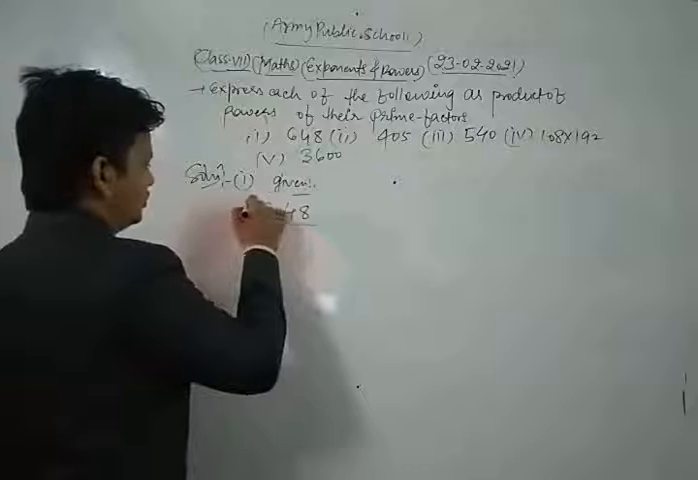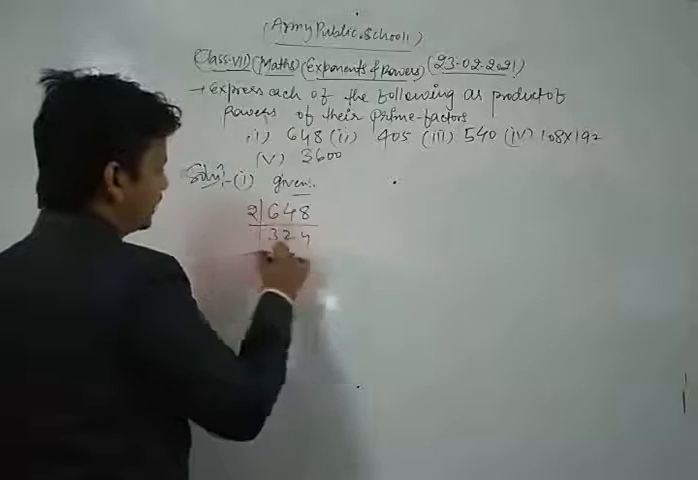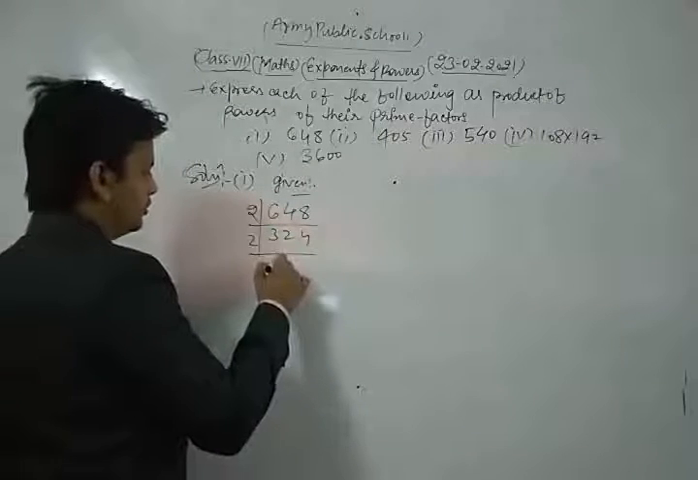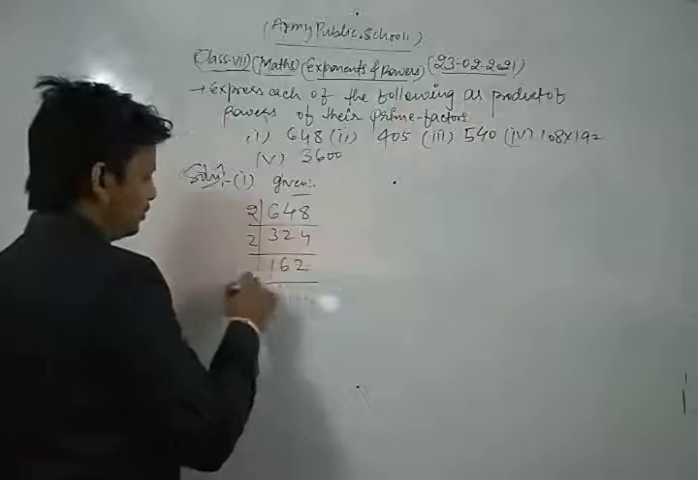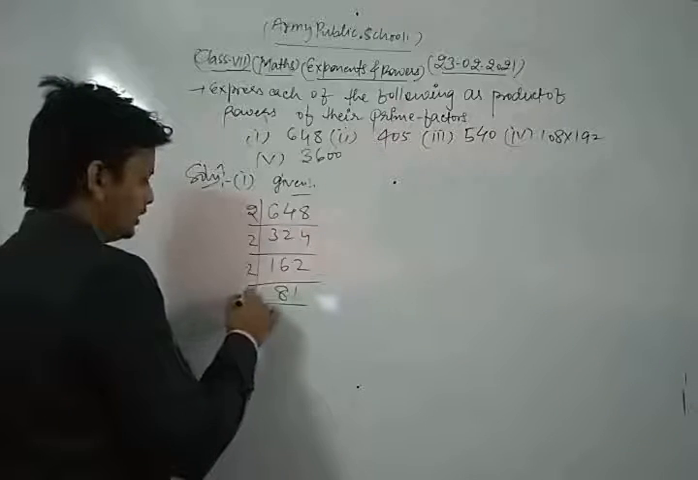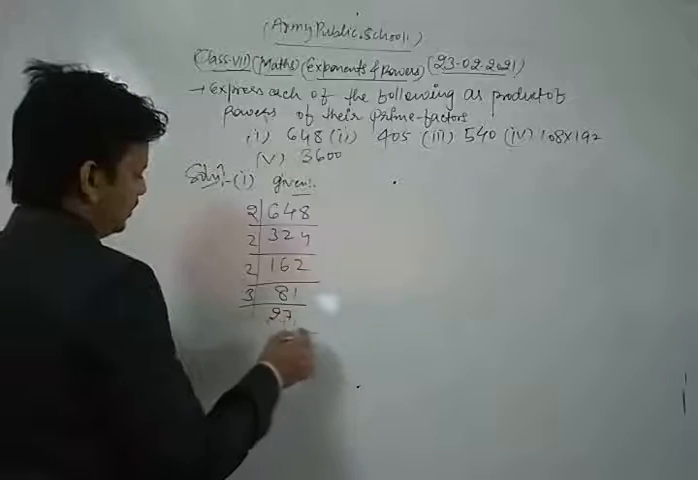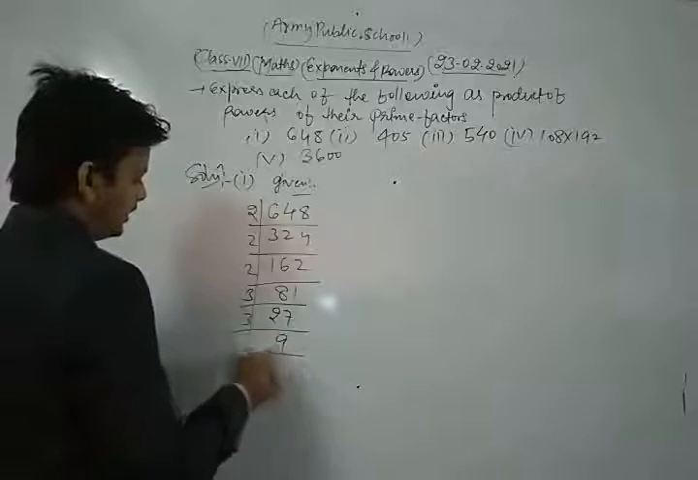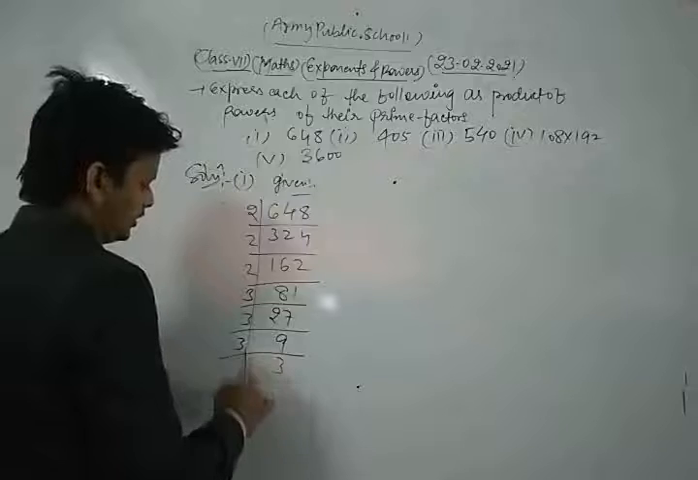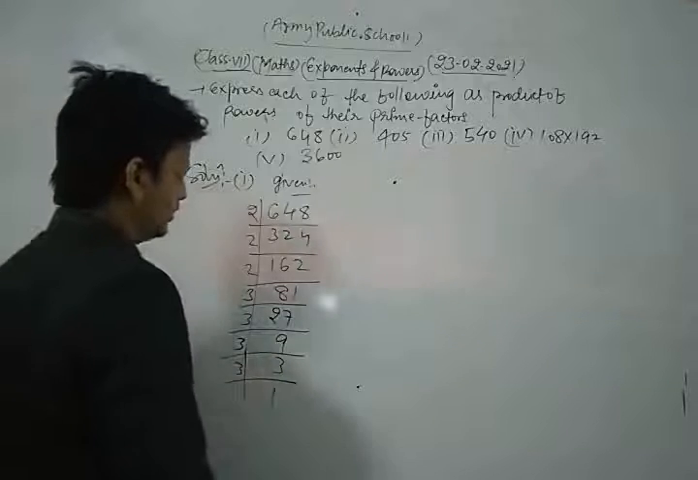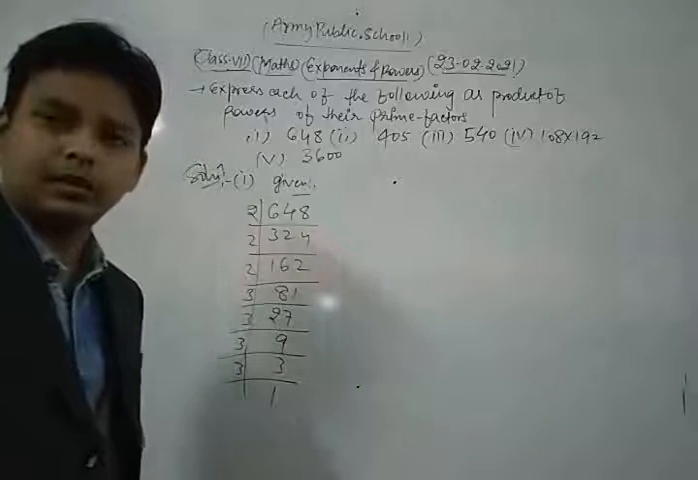Now from 2: 2 3s are 6, 2 2s are 4, 2 4s are, again by 2, 2 1s are 2, 2 6s are 12, 2 2s are 4, 2 8s are 16, 2 1s are 2. Now 3, again by 3, 3 9s are, again by 3, 3 3s are, again by 3, finally 3 1s are. So in this way we do their prime factorization.